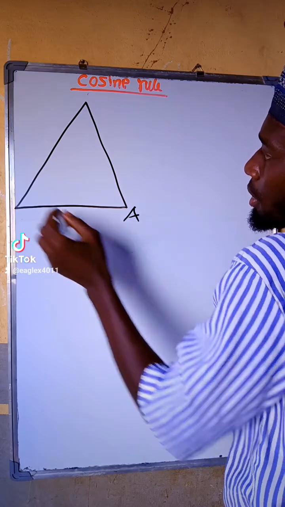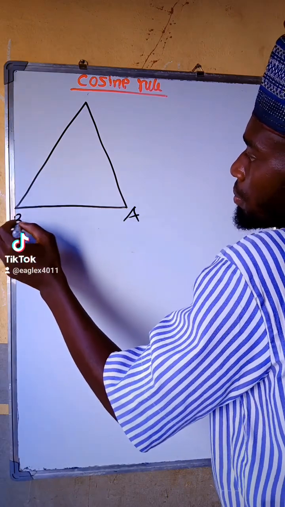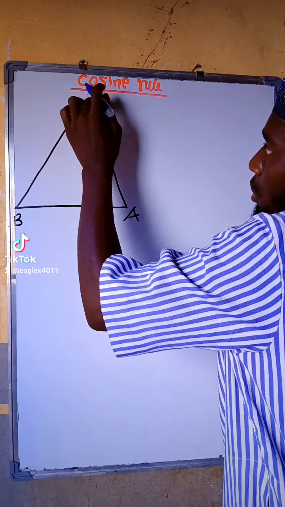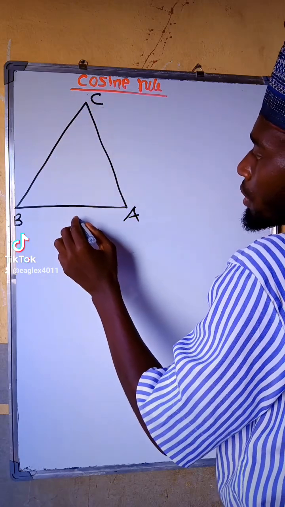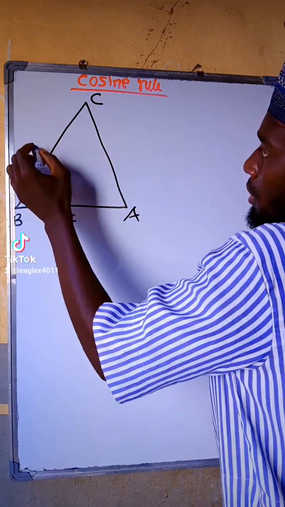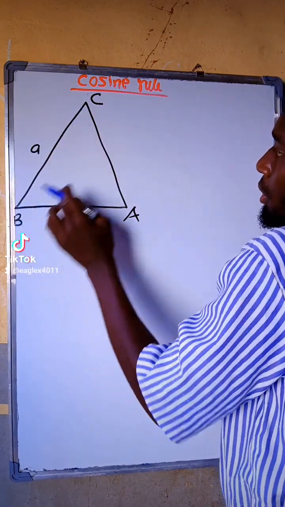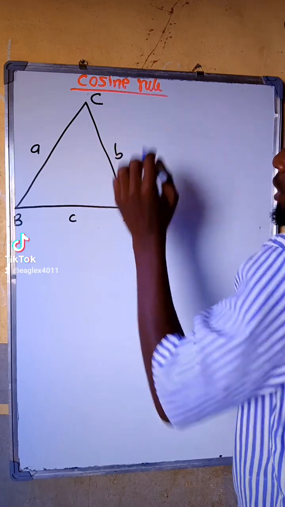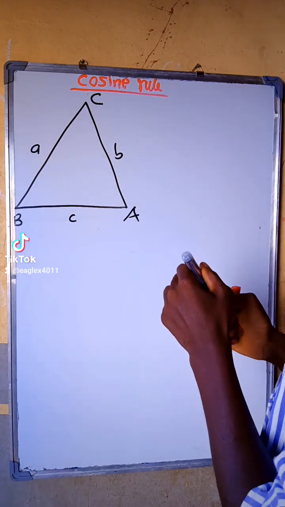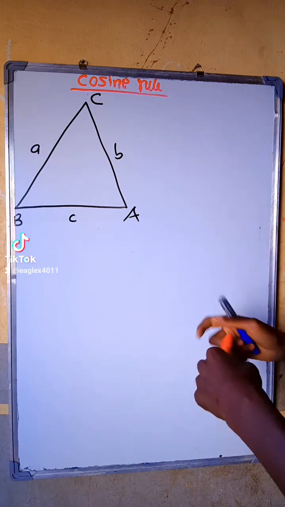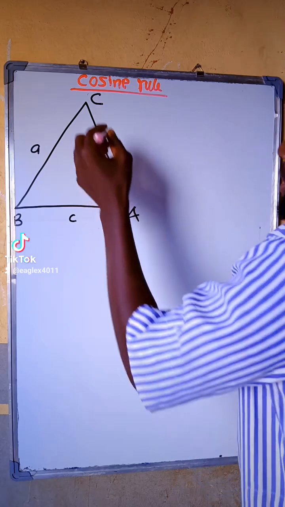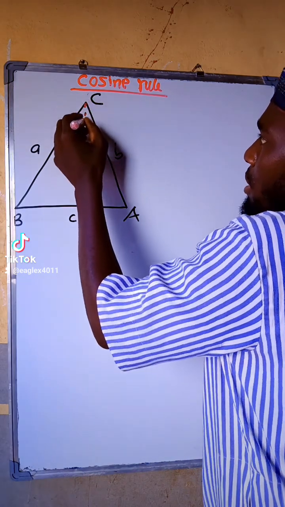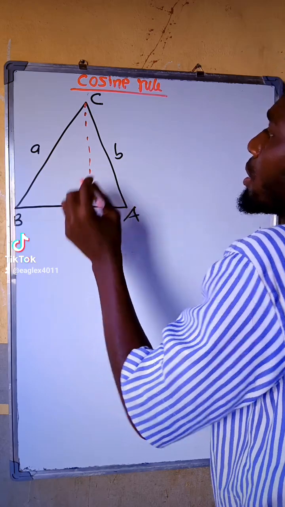Name this angle A, this angle B, and this angle C. Opposite to this, we have small c. Opposite to this, we have small a. Opposite to this, we have small b. Since this is not a right-angle triangle, let's draw the height of this triangle.